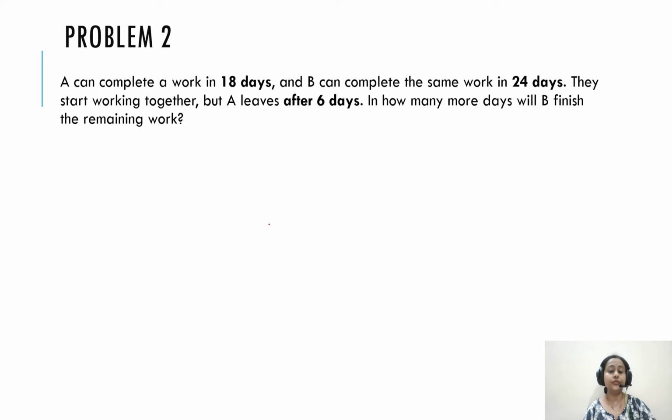In problem 2, A can complete a work in 18 days, whereas B can complete the same work in 24 days. Again their efficiencies are different, so the duration required to complete the work alone is different. They start working together, but A leaves after 6 days. So A initially worked for 6 days and then left. Then the rest of the work will be completed by B, obviously. The question is, in how many more days will B finish the remaining work?